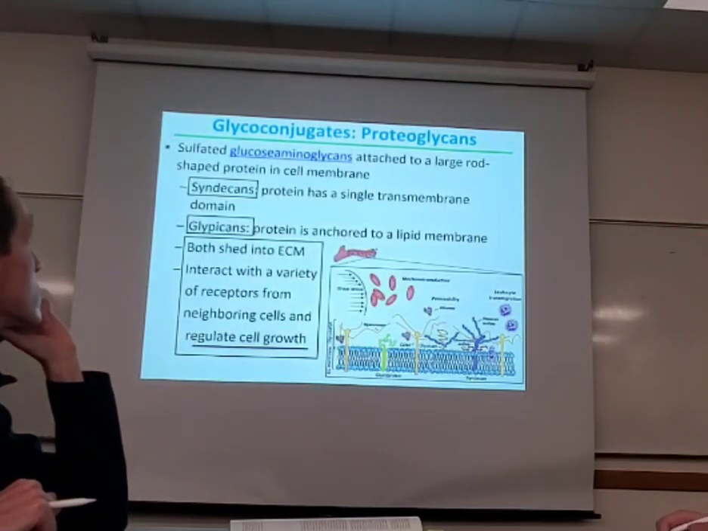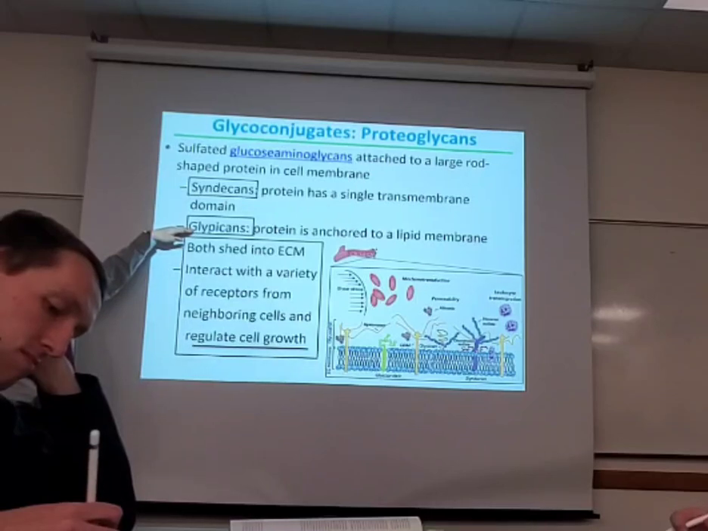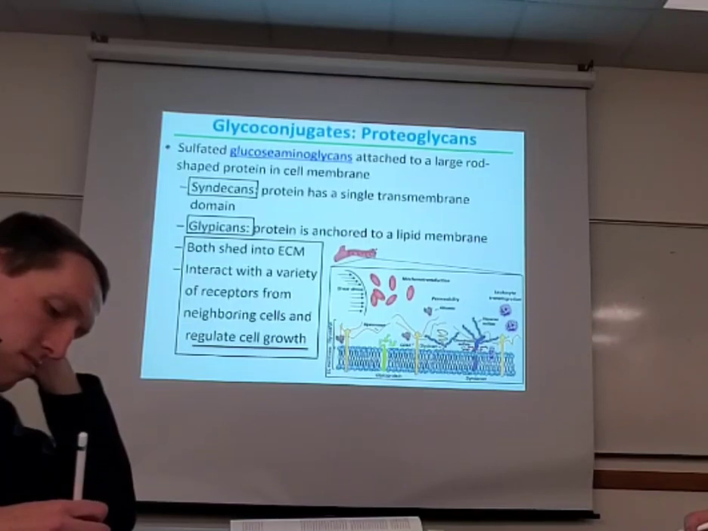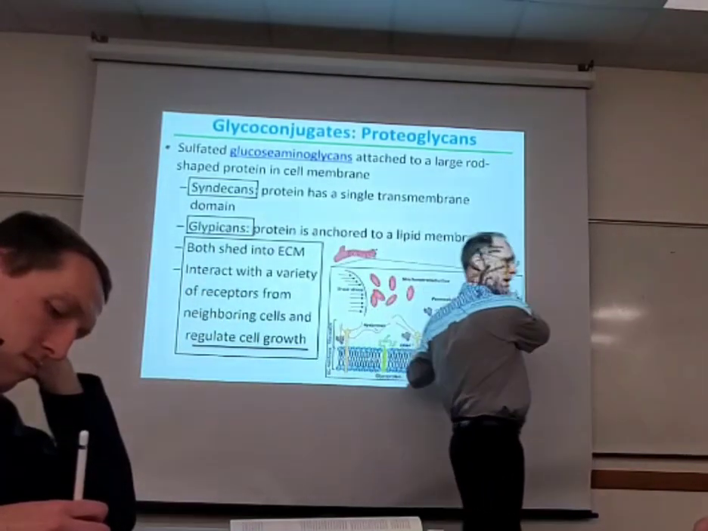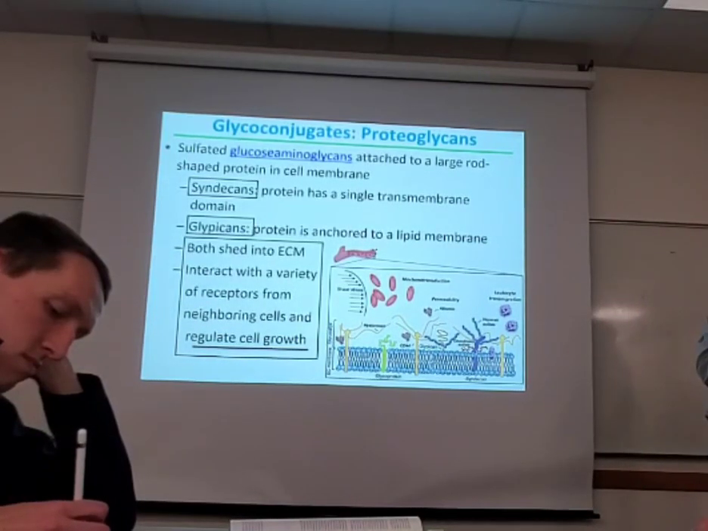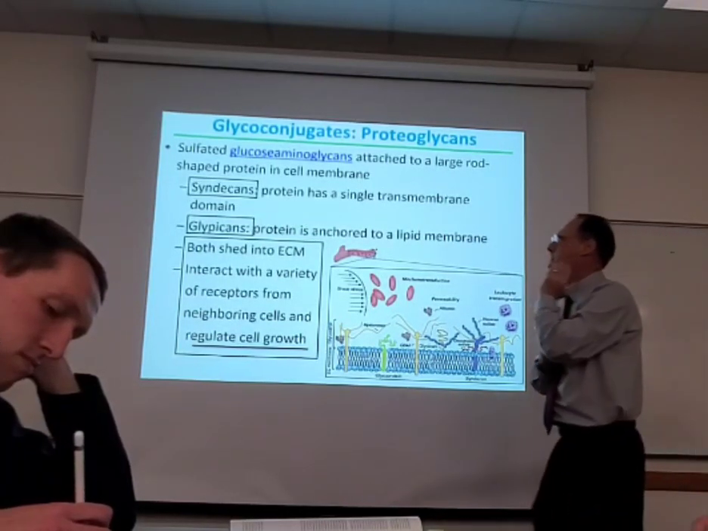The syndecan itself, single transmembrane, lipid anchored, same things you just looked at, right? Both shed, interact with a variety of receptors, regulating cell growth. Wow. Is there a variety of decorations? Yeah, there's a whole bunch, right? Don't get confused. This is all of what it's trying to present. Okay?